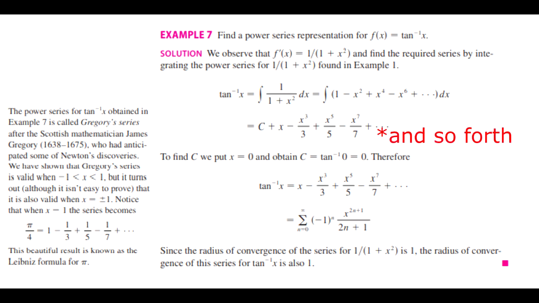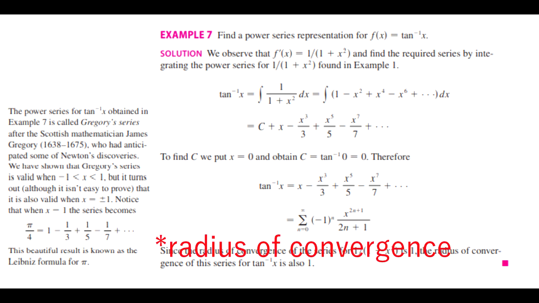And finally, it has come up with this power series representation with the summation of negative 1 raised to n multiplied by x raised to 2n plus 1 over 2n plus 1. And since c can be found by putting x equal to 0, we obtain c equal to arctan of 0, which is equal to 0. And since the radius of convergence of the series for 1 over 1 plus x squared is equal to 1, then the radius of convergence for this series for arctan x is also 1, as I have discussed that the radius of convergence does not change, unlike intervals of convergence.